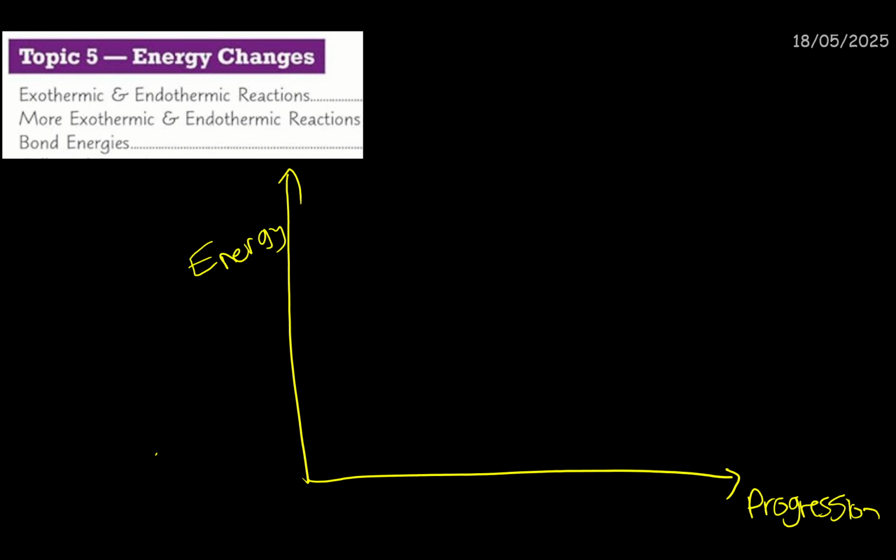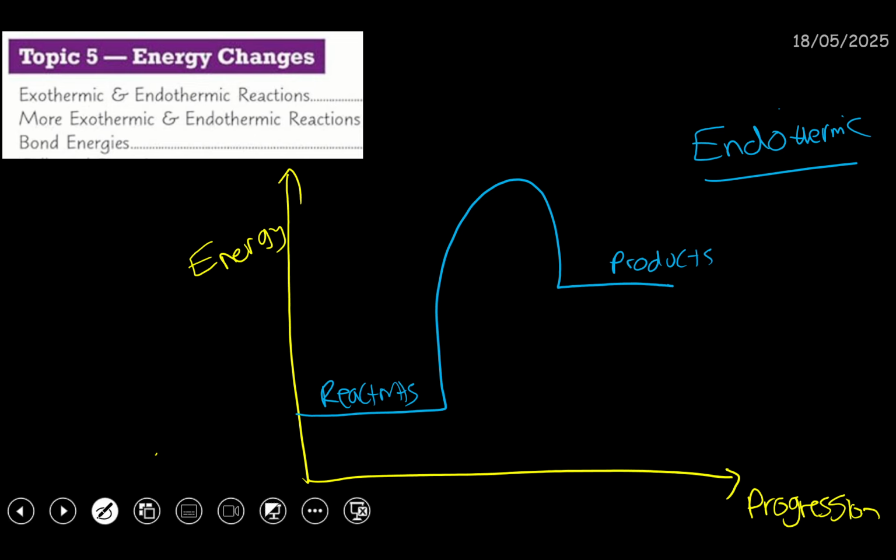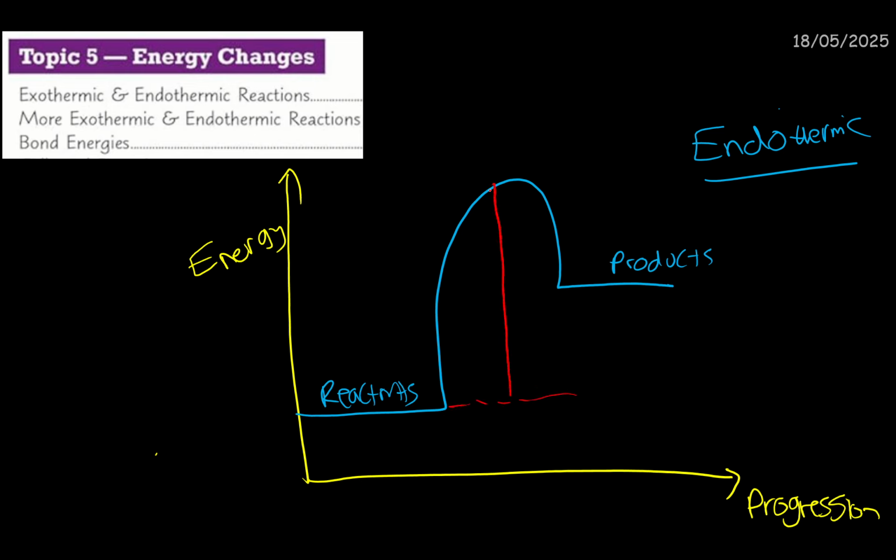Okay, let's go through this quickly. Let's have a look at an exothermic reaction. Exothermic looks like this. Whoops, sorry, that's endothermic. Endothermic looks like this. We have your reactants, we have your products, and we have your activation energy here. So we have activation energy going all the way to the top. This is activation energy. And now, what is activation energy?